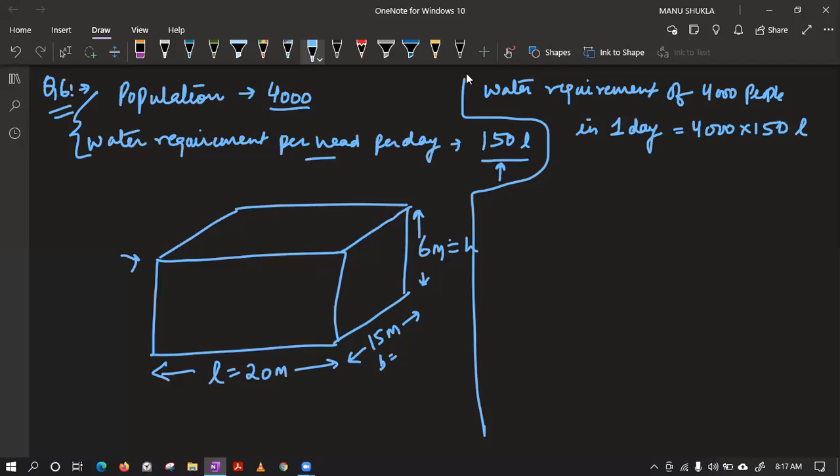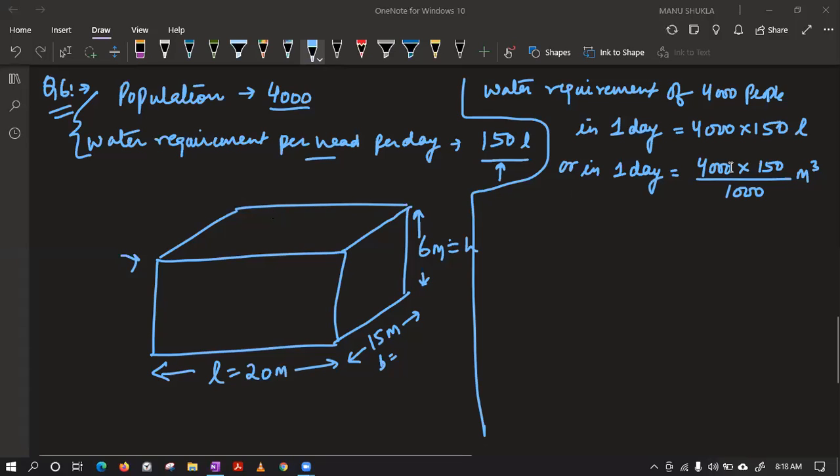Now we have to convert this into meter cube. You can convert this in meter cube, or in one day it is equal to 4,000 into 150 upon, class, please tell, upon 1,000 meter cube. So this will give us the answer in meter cube of daily consumption. That is equal to how much?